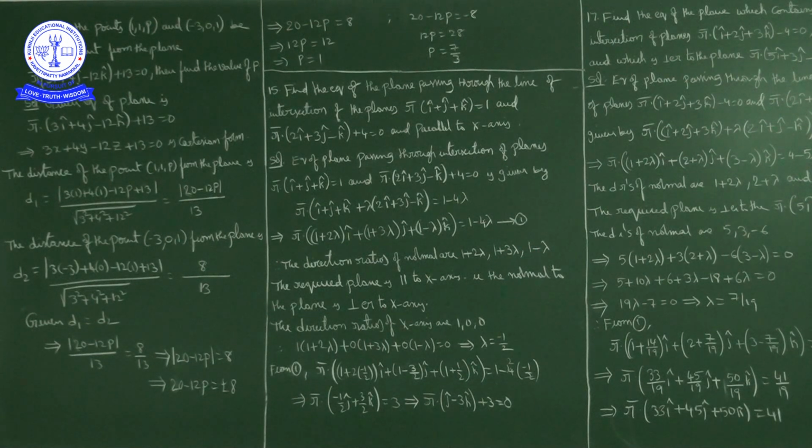Okay, now once go back to the question. What is the question? Find the equation of plane passing through line of intersection of these two planes and parallel to x-axis. Plane is parallel to x-axis. As plane is parallel to x-axis, normal to the plane is perpendicular to x-axis.